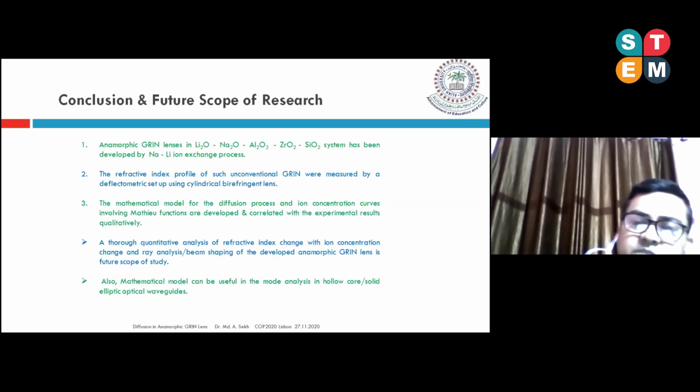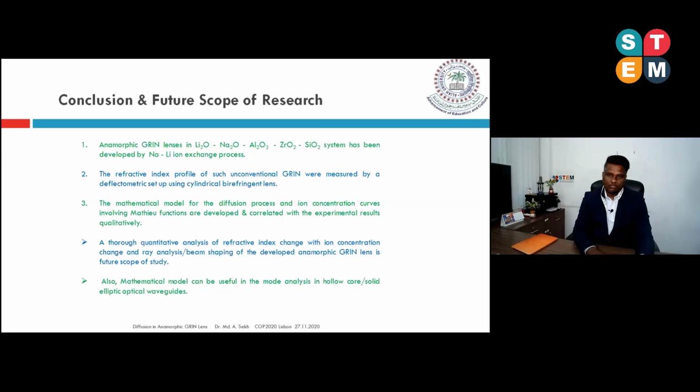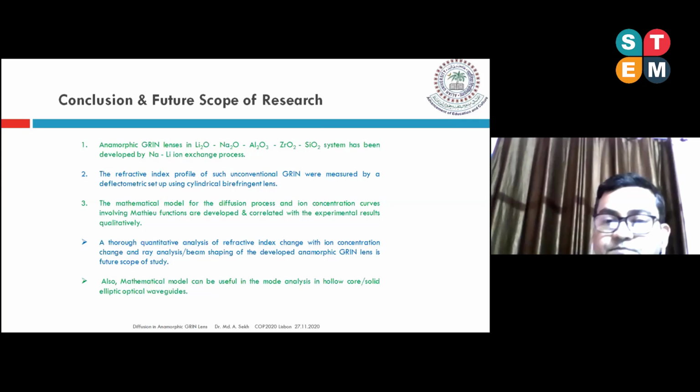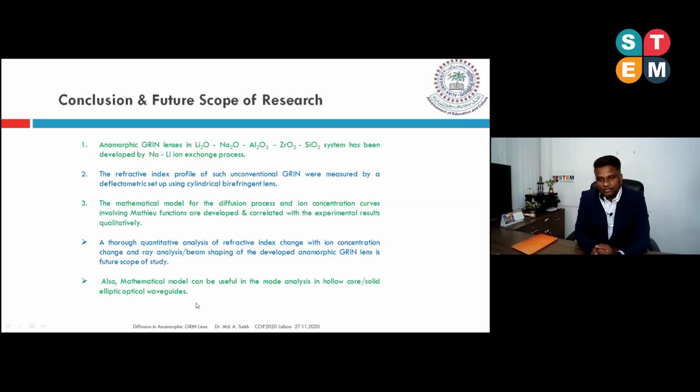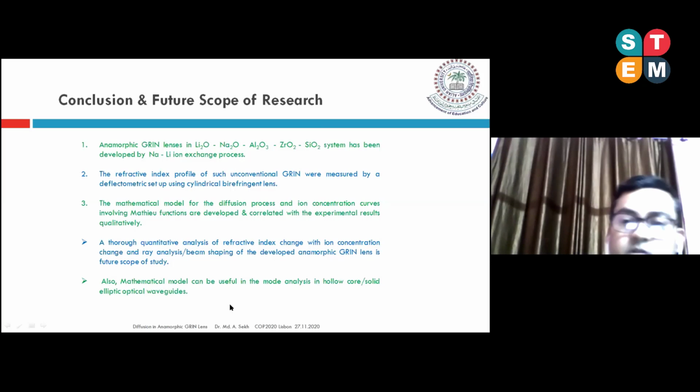Though the beam splitting and this ray analysis is available in radial graded index or axial graded index lenses, it is not available in the case of this elliptical shape of sample. And also this mathematical model can be useful in the mode analysis in hollow core or solid elliptic optical waveguides also. So some sort of elliptical waveguide is being taken out. We can use this formulation to develop another kind of applications using hollow core or elliptical core waveguides also.